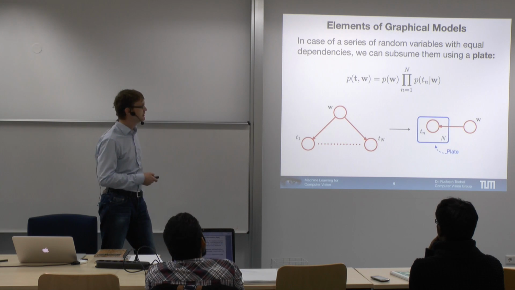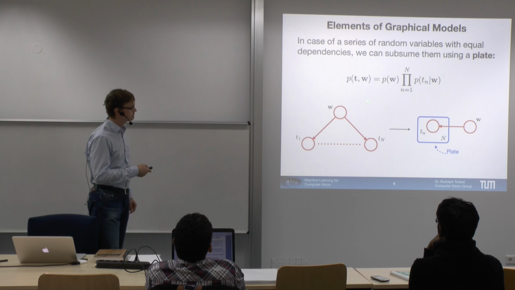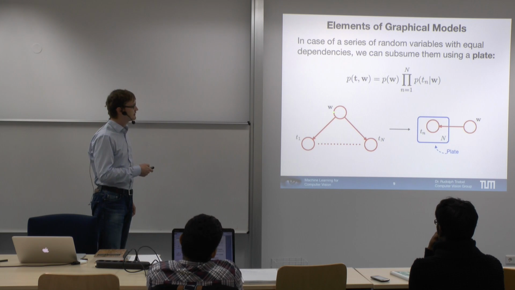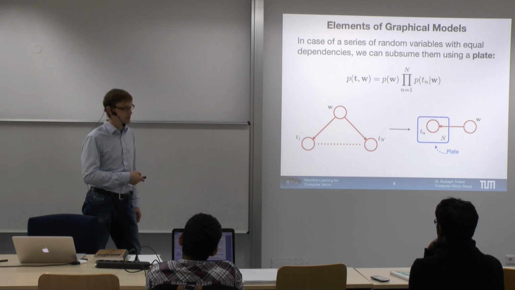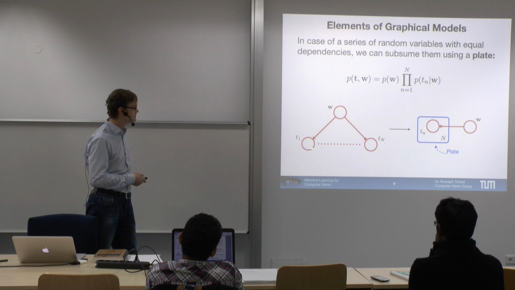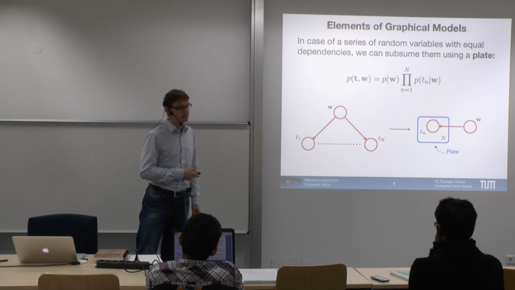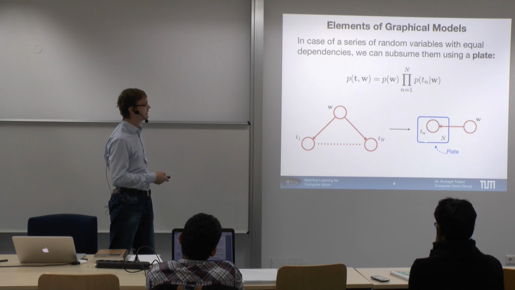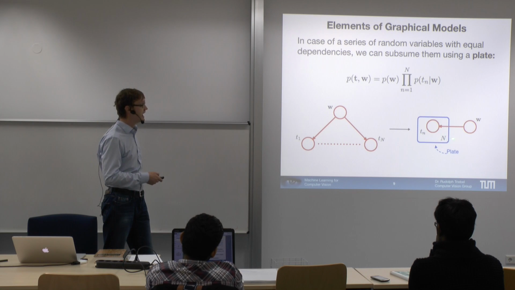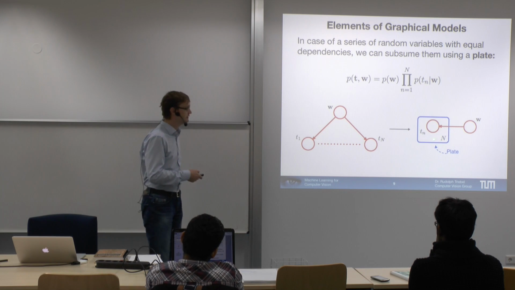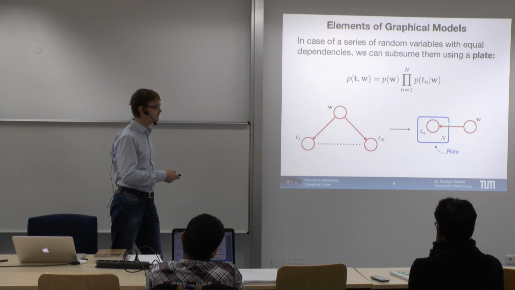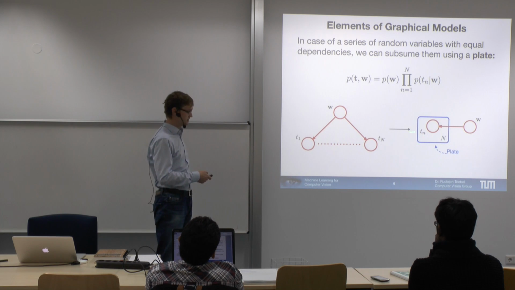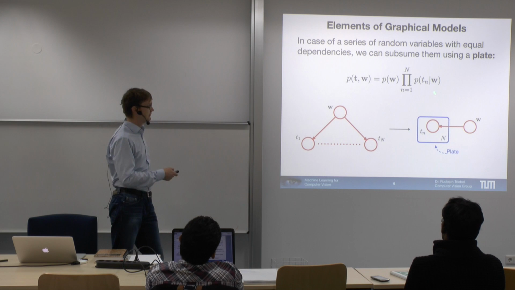It's called a plate. If I know that there's a random variable w, and this random variable w influences a number of other random variables, t1 to tn, so those depend on w, then to write this in shorthand, I can do it like this. I say there are n of these t_n's, and they all depend on w. So I have one arrow going from w to all these nodes, which is exactly the same as this here.